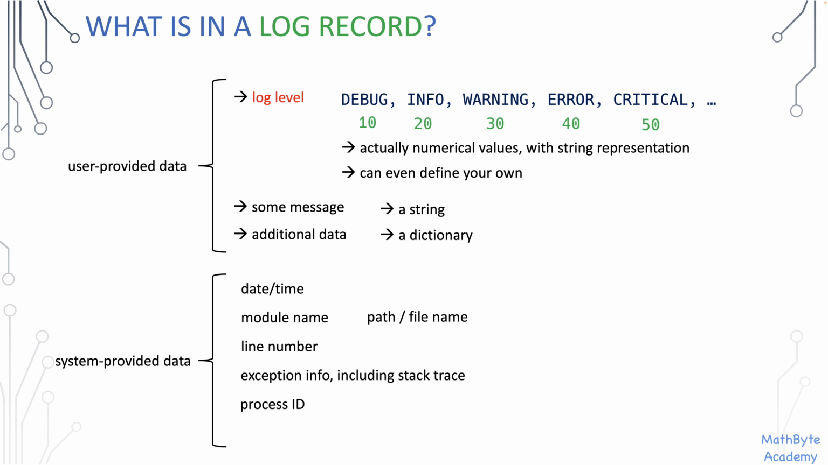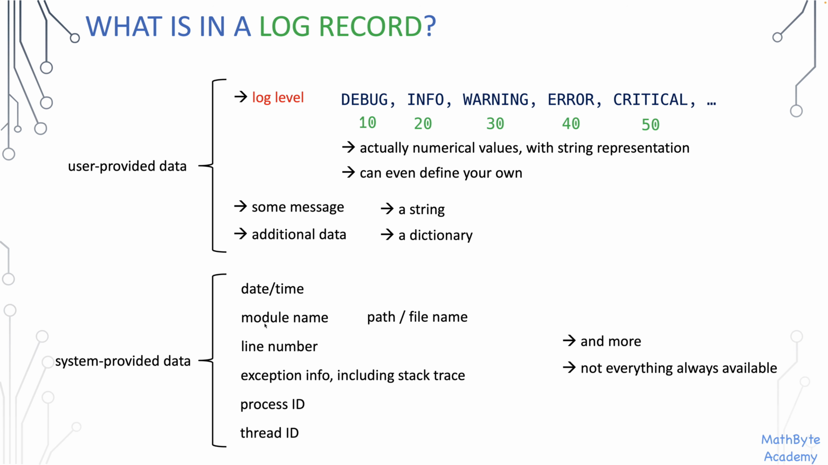You can also get things like maybe the process ID and the thread ID, those kinds of things. And there's a lot more as well that's available. You can just look at the Python documentation for that. But there are a lot of different things that are provided by the system, not by us. We don't need to provide all that stuff.